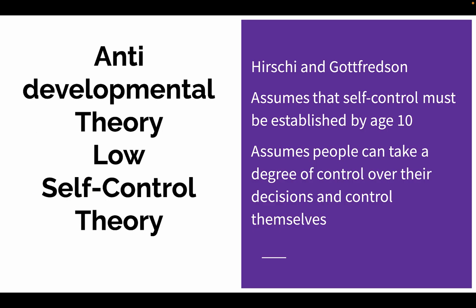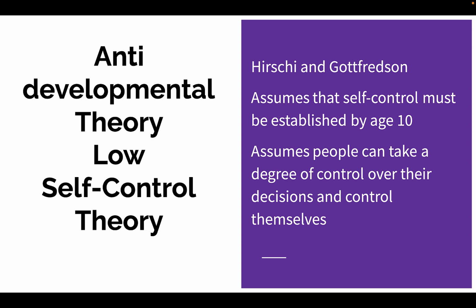Okay, so one of the specific ones under this banner is anti-developmental theory, or low self-control theory. Developed in 1990 by Travis Hirschi and Michael Gottfredson, they proposed a general theory of low self-control as the primary cause of all crime and deviance, sometimes referred to as the general theory of crime. This theory has led to a significant amount of debate and research in the field, more so than any other contemporary theory of crime.